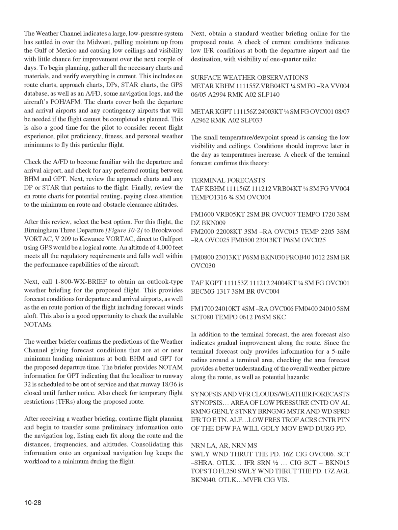Check the A/FD to become familiar with the departure and arrival airport, and check for any preferred routing between BHM and GPT. Next, review the approach charts and any DP or STAR that pertains to the flight. Finally, review the en route charts for potential routing, paying close attention to the minimum en route and obstacle clearance altitudes. After this review, select the best option.